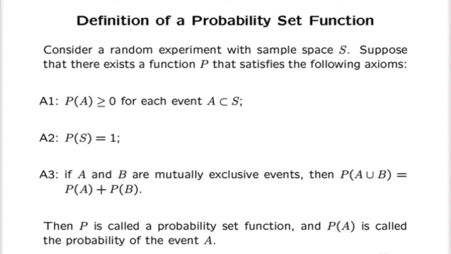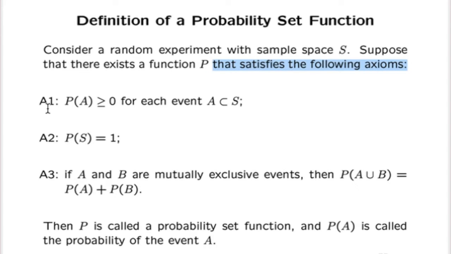Okay, so let's look at this setup. Let's look at these axioms and see what we can derive from them. Let's consider a random experiment that has a sample space, which we'll denote by capital S. Suppose that there exists a function, which we'll denote capital P, and this function satisfies the following three axioms.